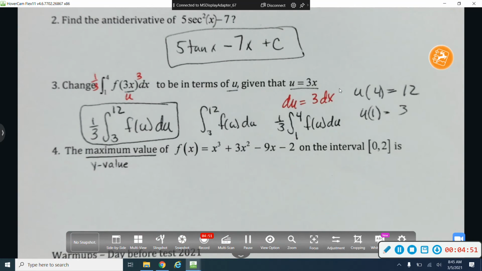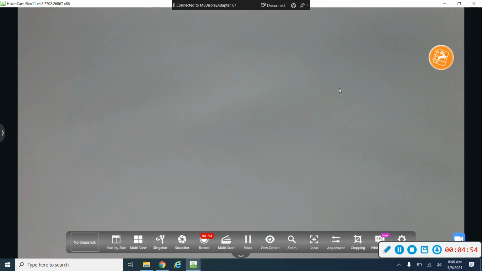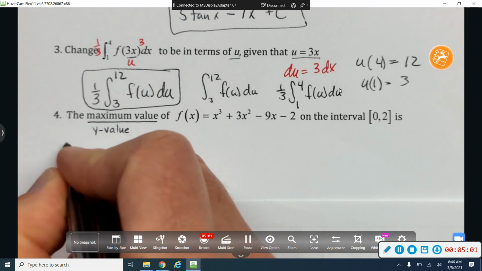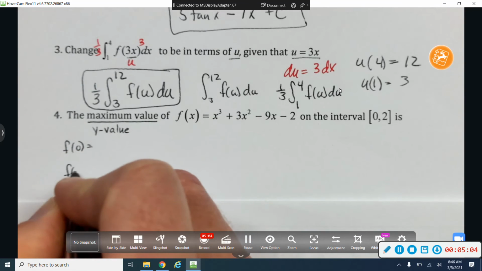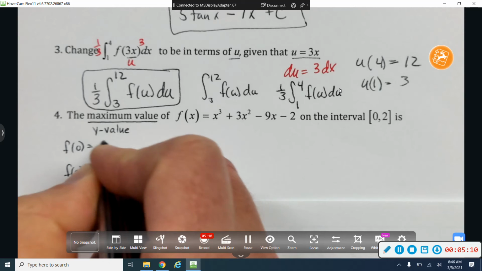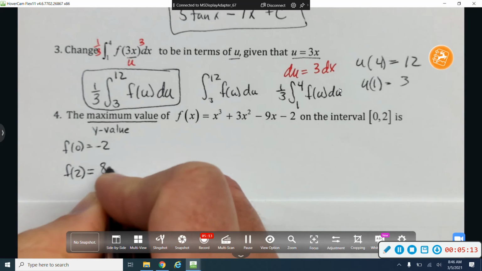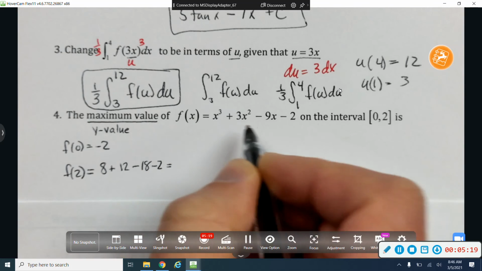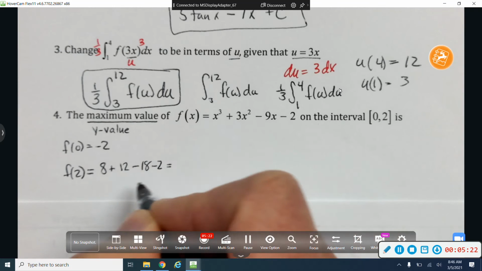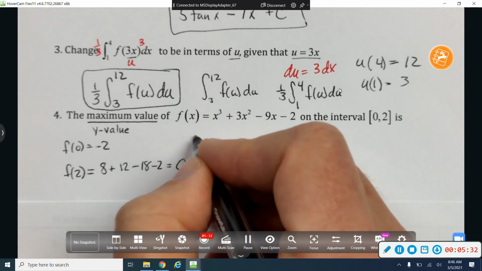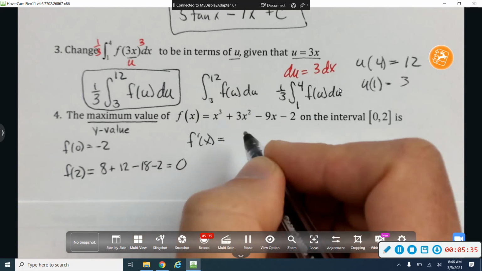All right, maximum value means find the y value, so that's the goal. That's what I'm headed for. On 0 to 2, so I know I need to check 0 and 2 at some point. May as well do it now. F of 0 would be negative 2. F of 2 would be 8 plus 12 minus 18 minus 2. So that would be 20 minus 20 is 0. But that's just the endpoints. I need to check to see if there's any relative maxes or mins in there, or really relative maxes.